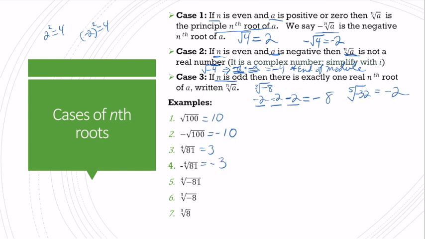And if I want the 4th root of -81, because this is even, this is going to be possibly a complex number, so we can't take the root. Right now, it does not exist. Another thing you could write is not real. That'd be another way to put it.